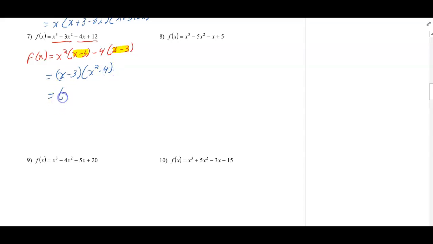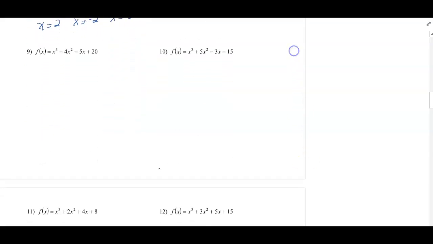Some people will just write x squared minus 4 times x minus 3. You should know those are the same. So that x squared minus 4 factors further. So x minus 2, x plus 2, x minus 3. So there's the completely factored form. The zeros are 2, negative 2, and 3.